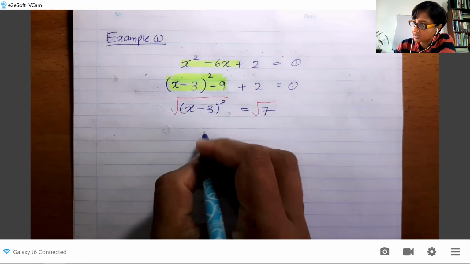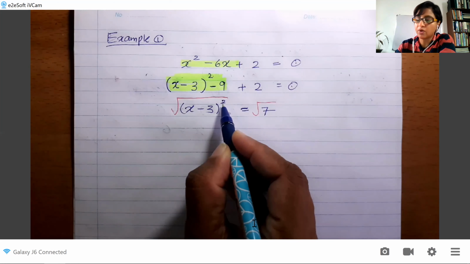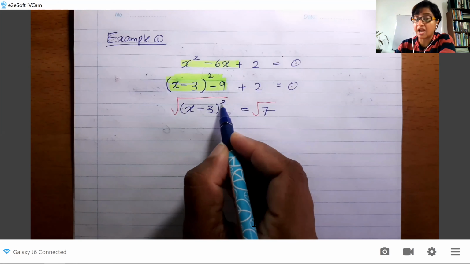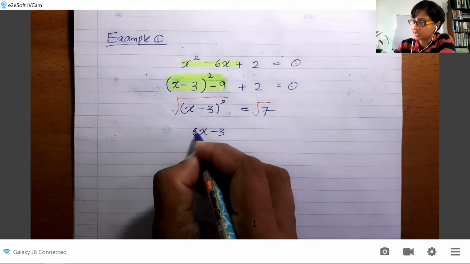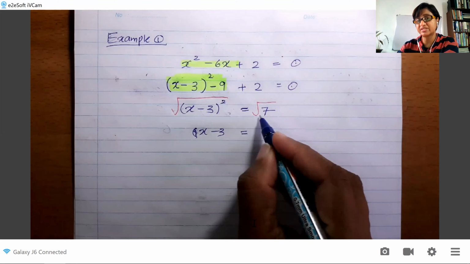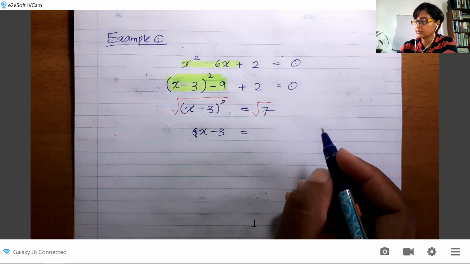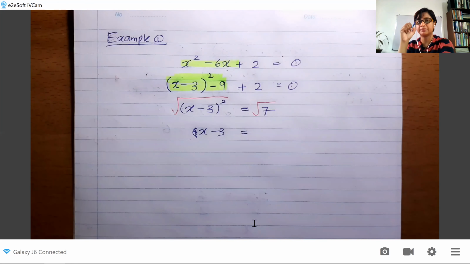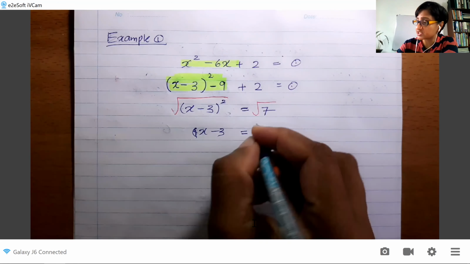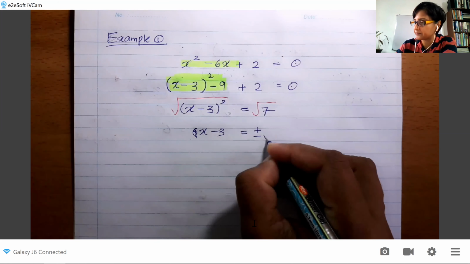Okay, so here the square root and the square get cancelled off. You are undoing what has happened here. The squaring gets undone by the square root. So you get just x minus 3 is equal to square root of 7. When we did surds, we learned that usually the square root symbol by definition returns only the positive square root. But here, since we are solving an equation, we have to write both possibilities. You get plus or minus root 7.